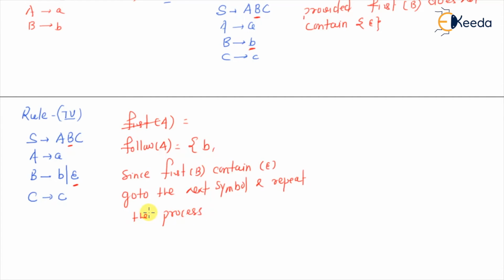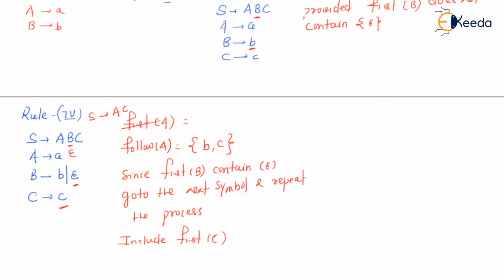Okay, so now I'll go to the next symbol, that is your C, because if I put here epsilon, then S will derive AC. So I have to consider this case, and what is here is C. So I'll say C and repeat the process. So we have to include first of capital C.